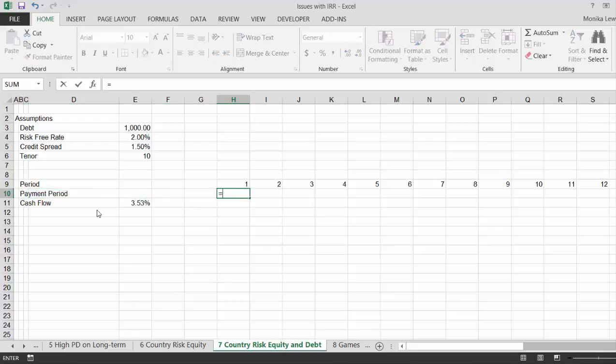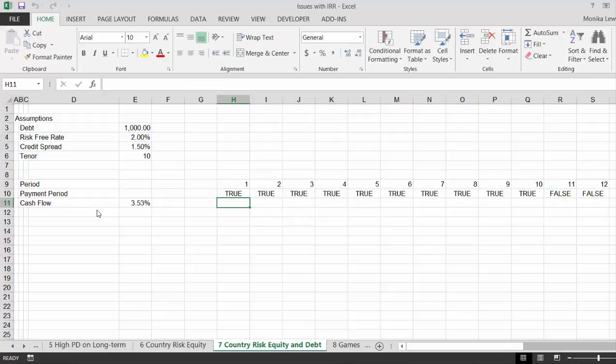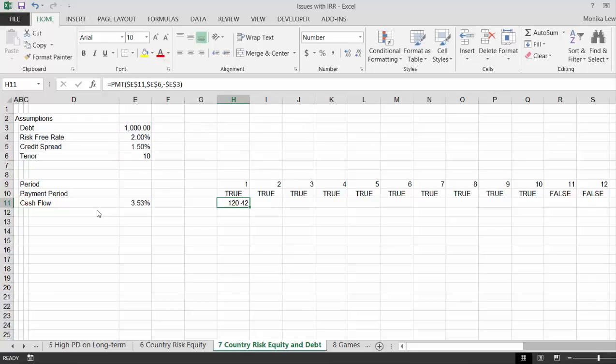Okay, and then we put an equal sign and make this less than or equal to the 10 and press the F4 button. Okay. And then the payment is the rate and the number of periods, which is the tenor, and a minus on the present value of the bond. And we'll multiply that by the true or false.